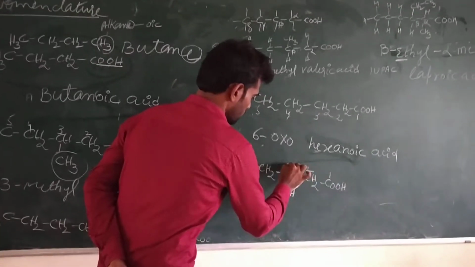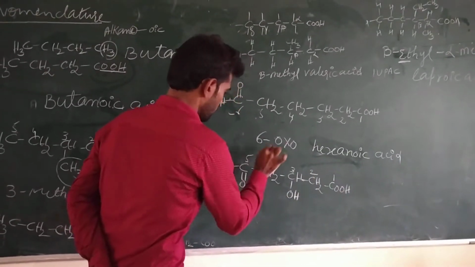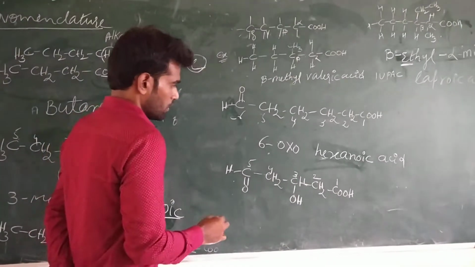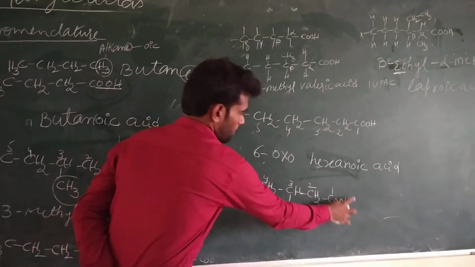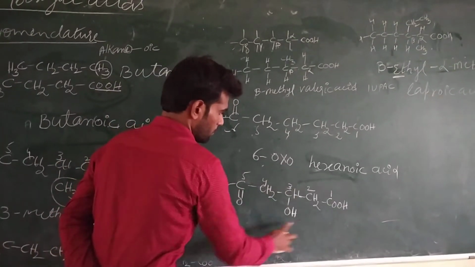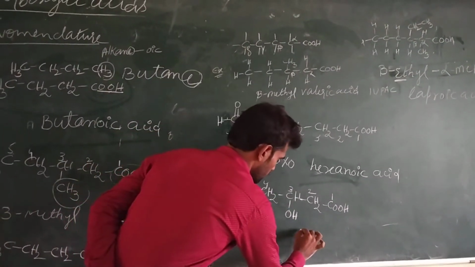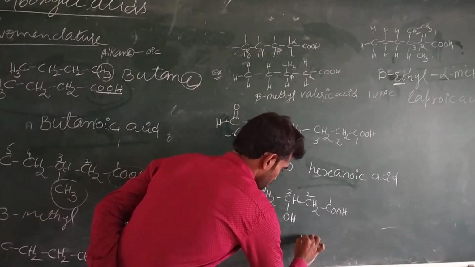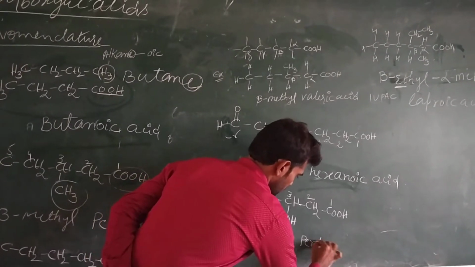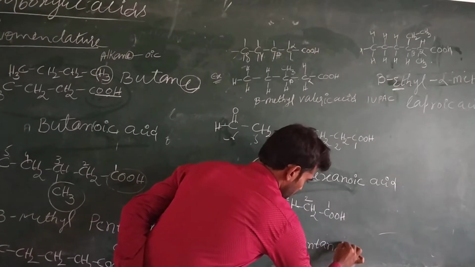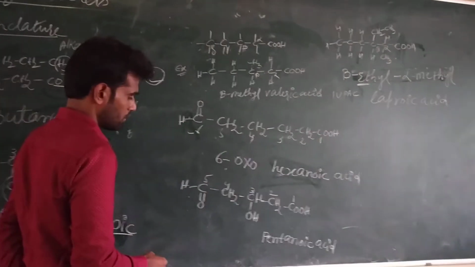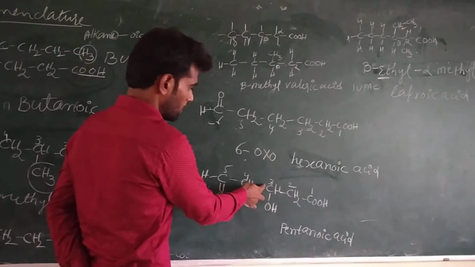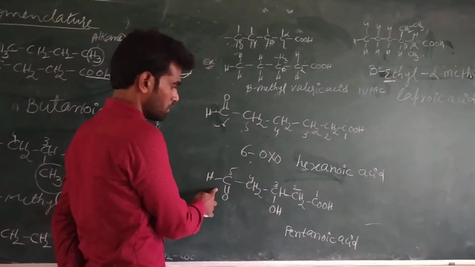1, 2, 3, 4 and 5. So here it is a 5-membered hydrocarbon compound. So that's why it is a pentanoic acid. Pentanoic acid. But we have the substituents at the third position and the fifth position.